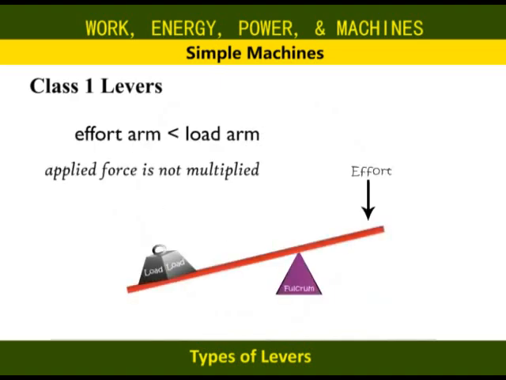In this other first-class lever, the effort arm is shorter than the load arm. This will be more difficult to lift the load. You will actually need to apply an effort larger than the weight of the load, which will be very inefficient.